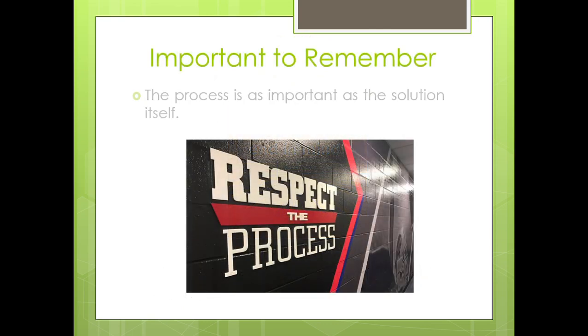Right, there is something very important to remember. The process is as important as the solution itself. And just like the image says right there, respect the process. Right now we are going to start jumping into more problem solving in physics. Last time we were using a lot of graphics and very few formulas, but now we're going to start jumping into a little bit more complex topics.